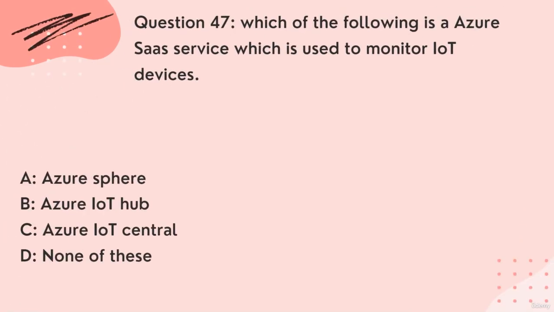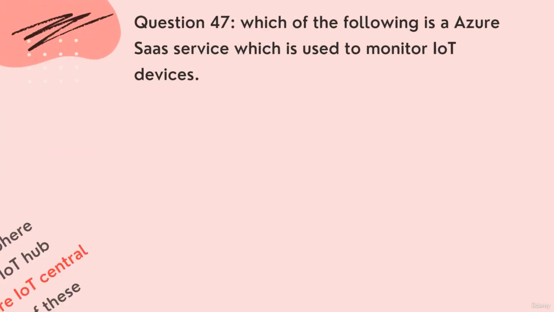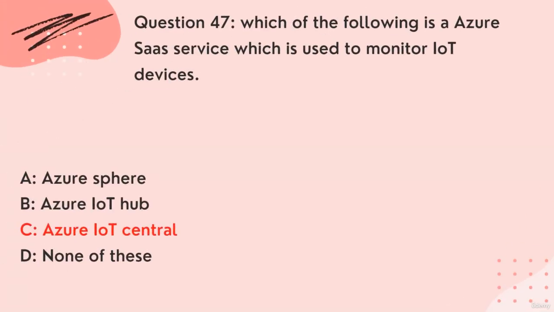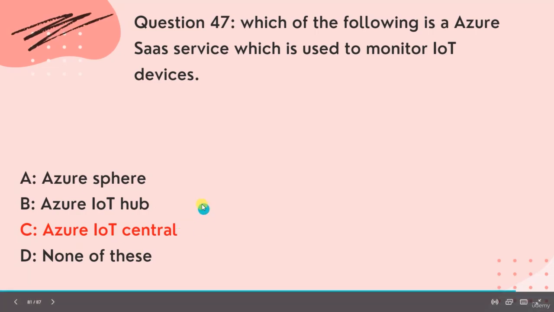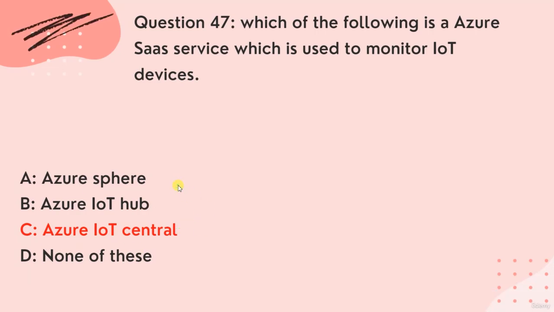Which of the following is an Azure SaaS service which is used to monitor IoT devices? We have Azure Sphere, Azure IoT Hub, IoT Central. So the answer is, a SaaS offering for IoT which is used to monitor the devices is called Azure IoT Central. We have done a discussion on these three before, so I won't repeat it again.